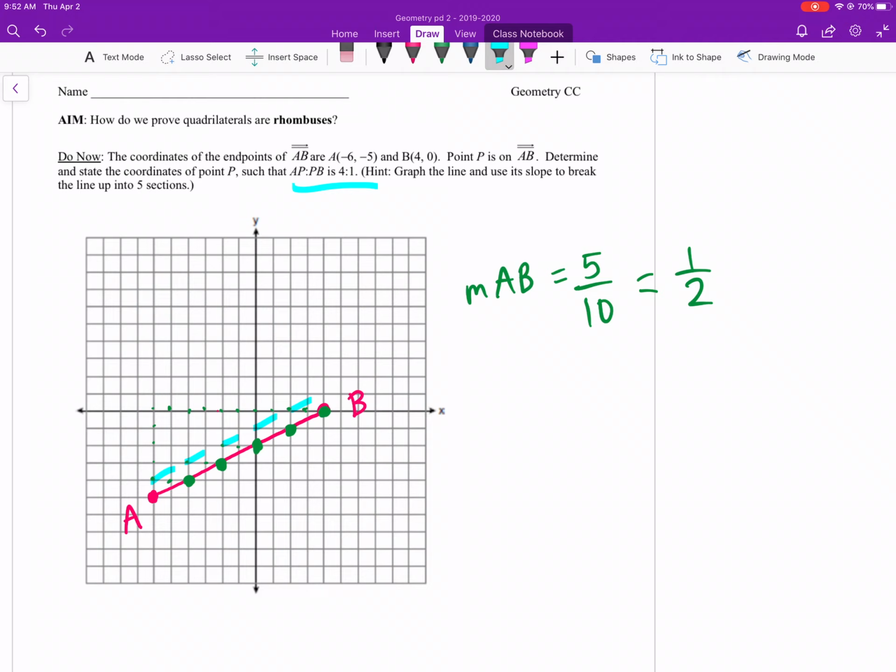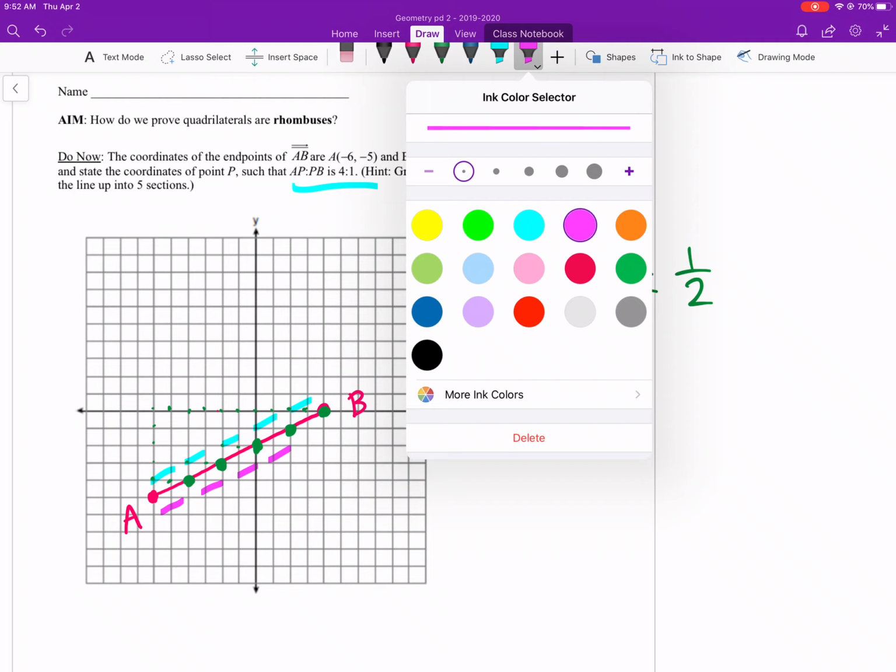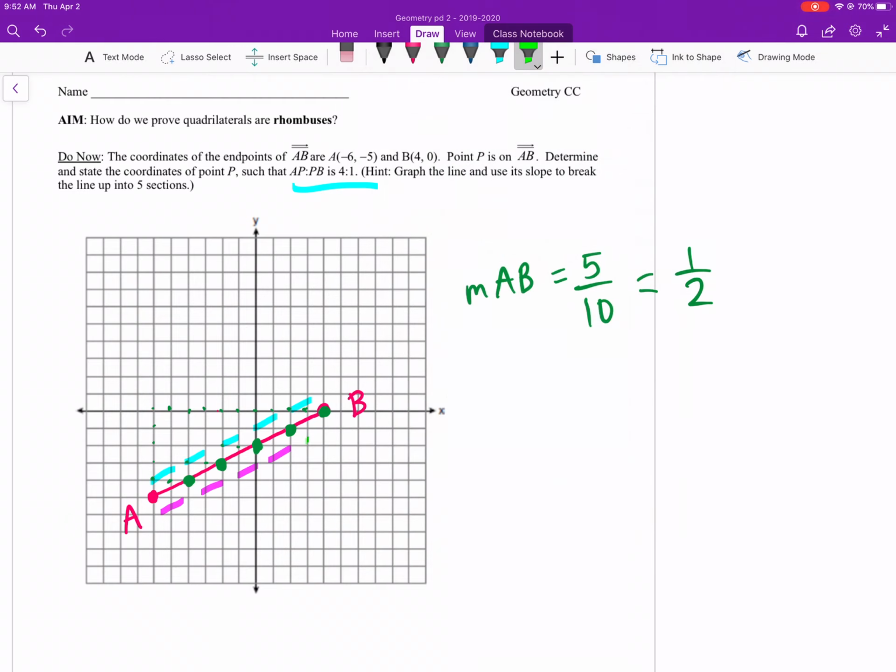Remember, with this, we're going to go left to right. We're going to go 4:1, 1, 2, 3, 4 sections left to right, and that leaves us 1 on the end. So that would be 4:1 ratio. So the point there we would be using is that point right there, because that breaks us up into a 4:1 ratio.